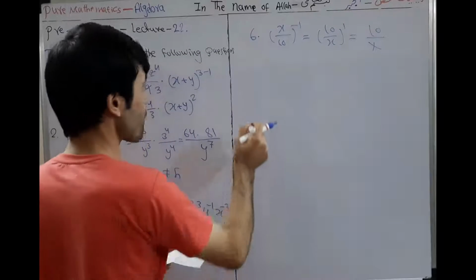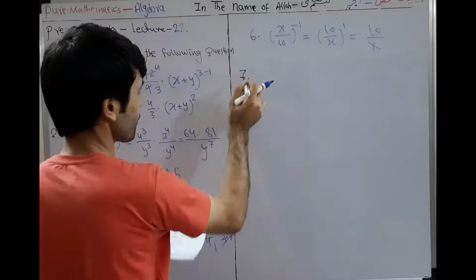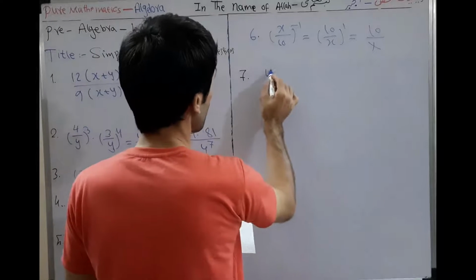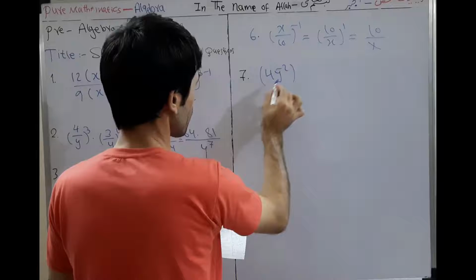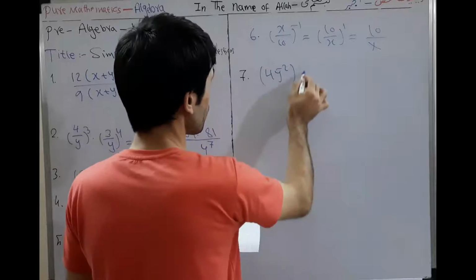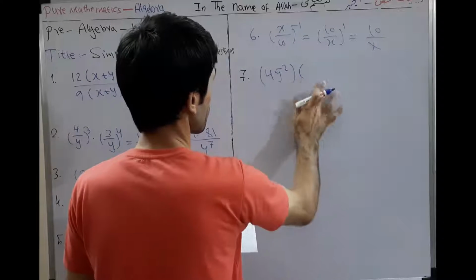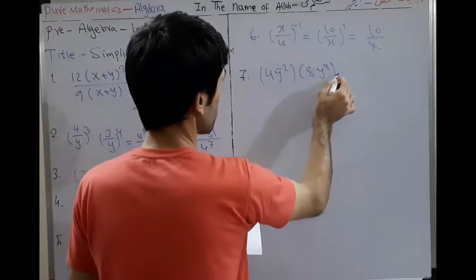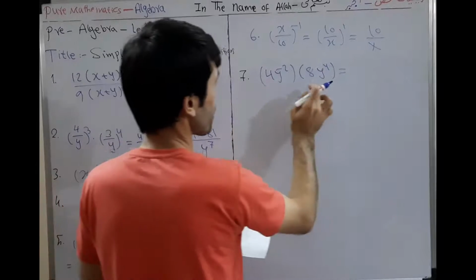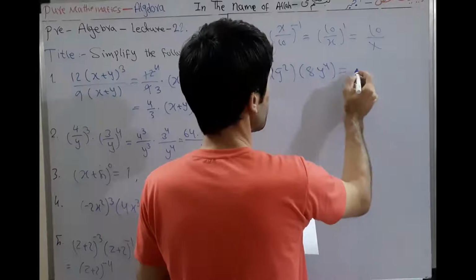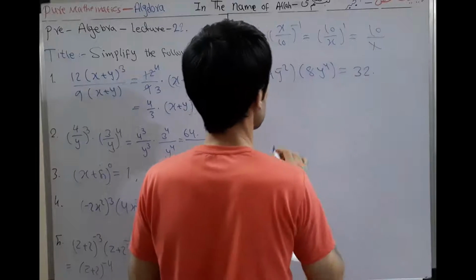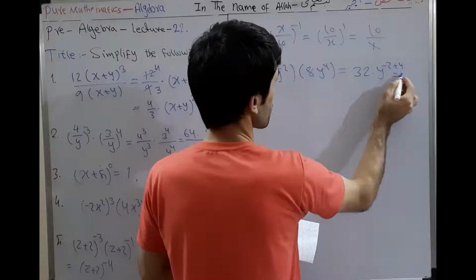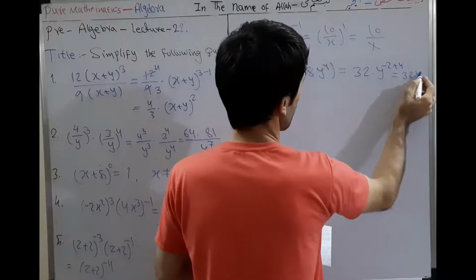Number 7. 4y to the power minus 2 into 8y to the power 4. It is equal to 4 multiplied by 8, which is 32, into y to the power minus 2 plus 4, which is 32 into y to the power 2.